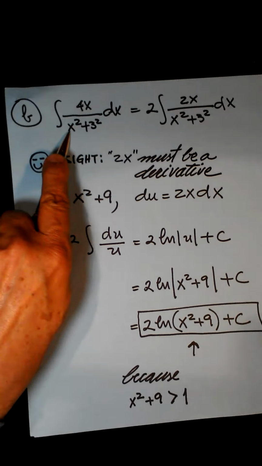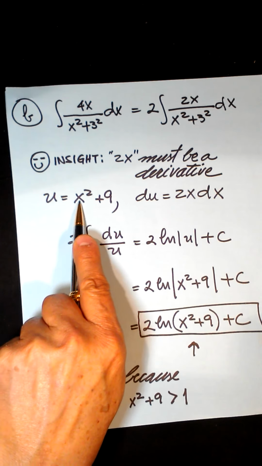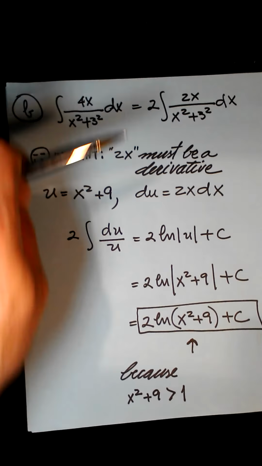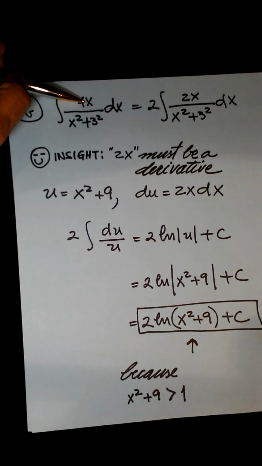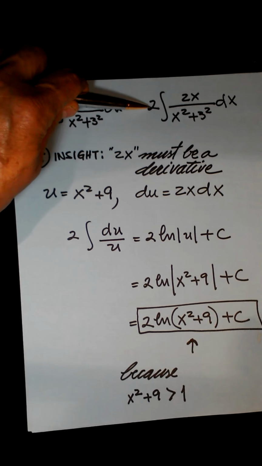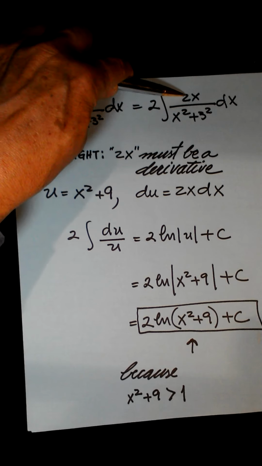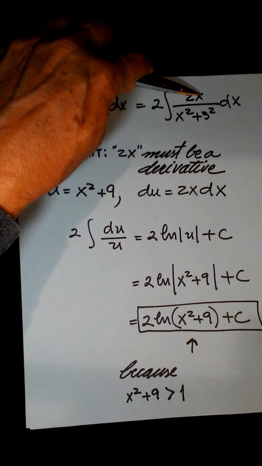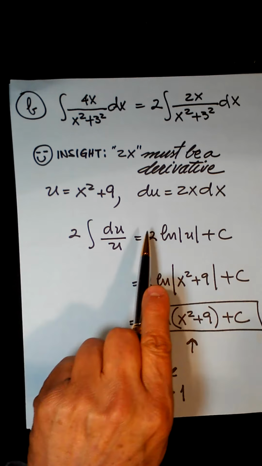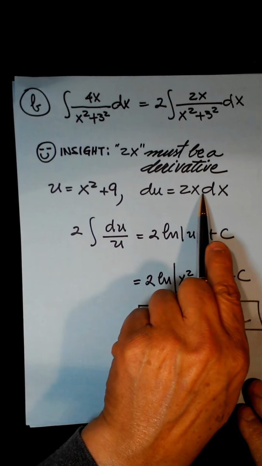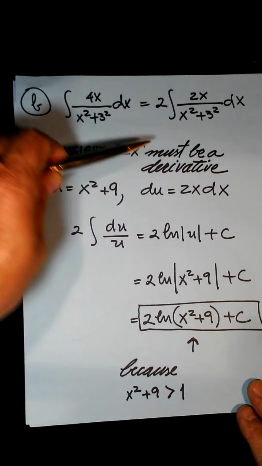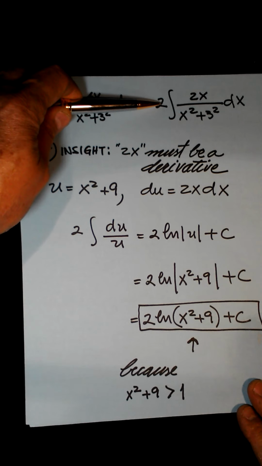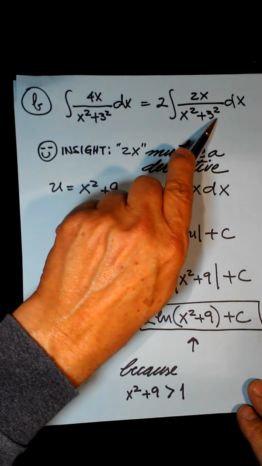B. Now we have an x here. So if I call this piece u, here it is, u equals x squared plus 9. Well, the du is 2x, but I have 4x. Well, the solution here is to break 4x as 2 times 2x. Now, if you do this, 2 outside times 2x, you're going to see that you got your du, 2x dx. Therefore, the solution is going to be 2 log natural of absolute u.